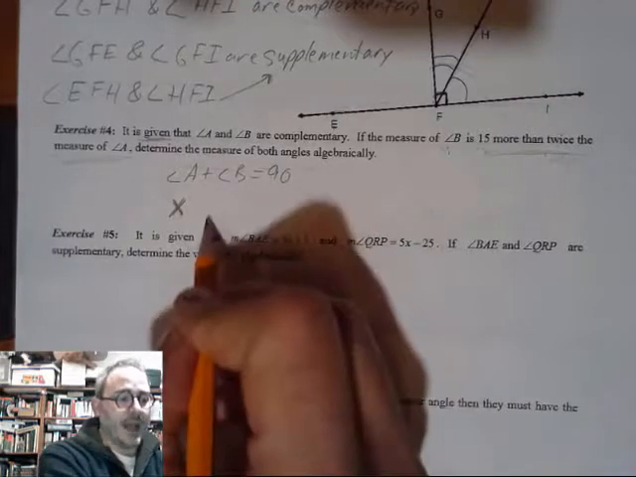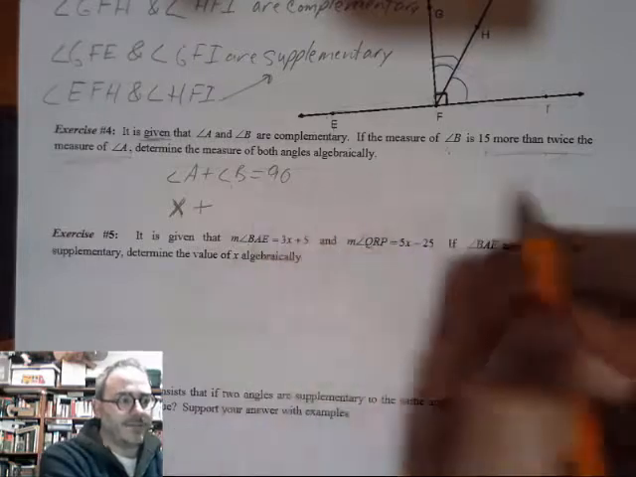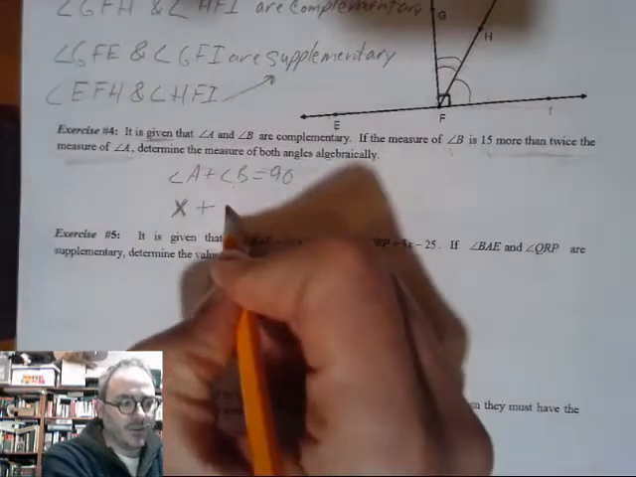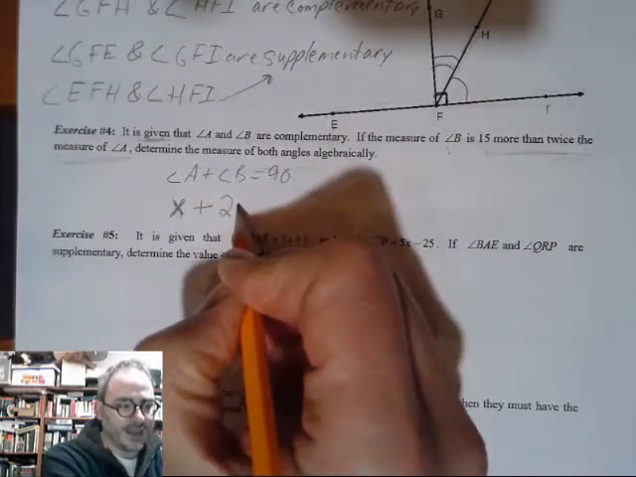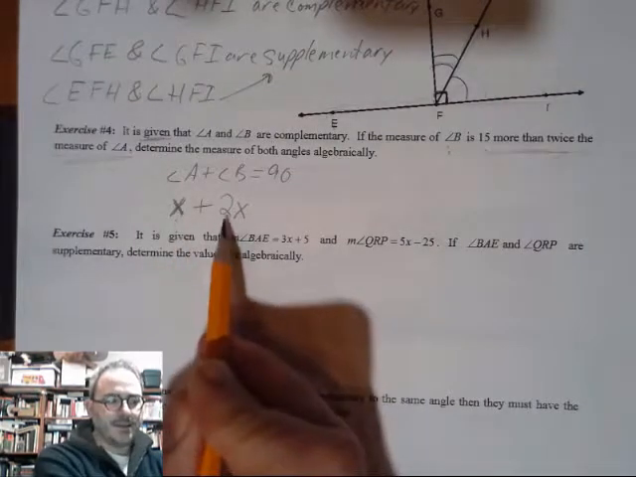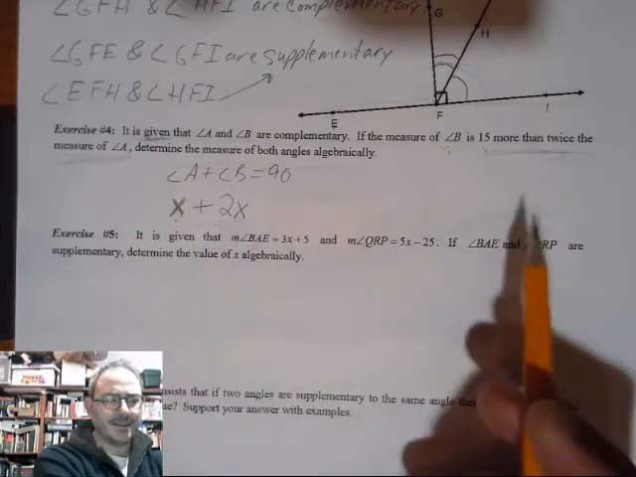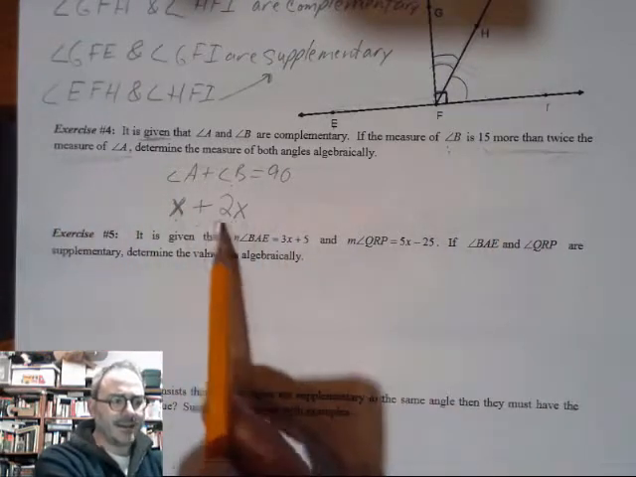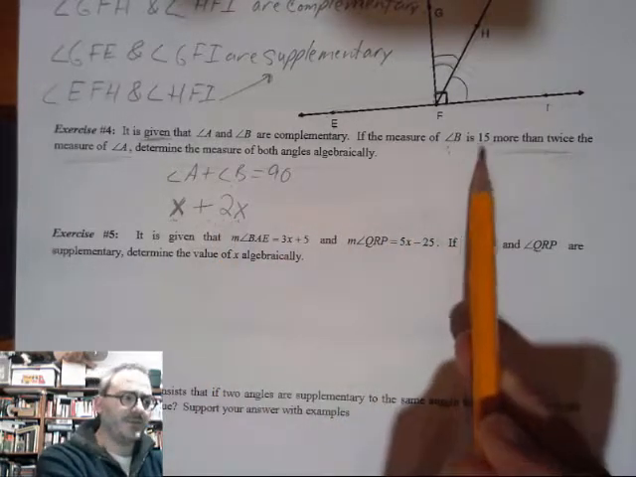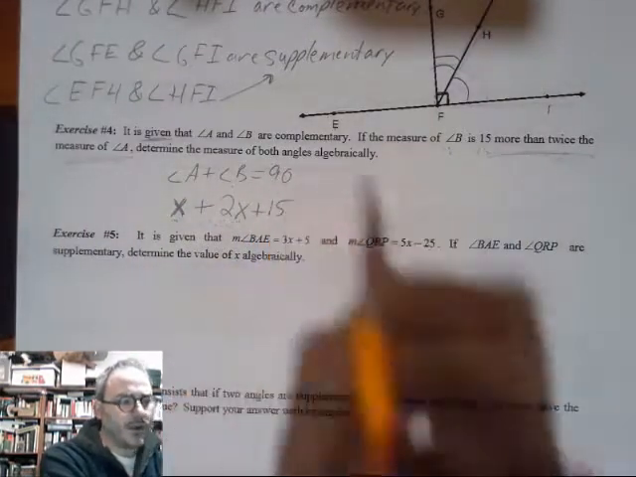Okay? However, I do know that the measure of angle B is going to be 15 more than twice the measure of A. So what's twice the measure of A? How can I express that algebraically? Twice the measure of A, if A is x, is going to be 2 times x. That makes sense? But it's going to be 15 more than twice the measure of A. So I need to add 15 more.